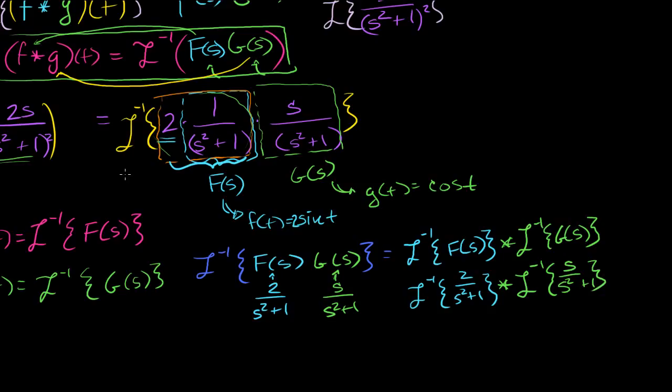And we know what these things are. I already told them to you, but they should be somewhat second nature now. This is 2 times sine of t. The inverse, take the Laplace transform of sine of t, you get 1 over s squared plus 1, and then you multiply it by 2, you get the 2 up there. And you're going to have to convolute that with the inverse Laplace transform of this thing here.